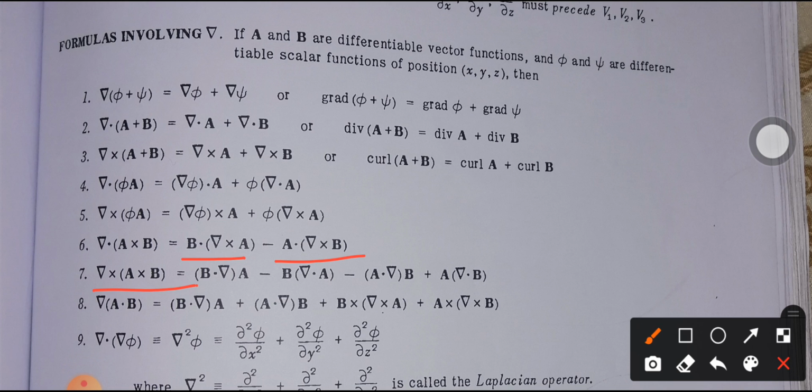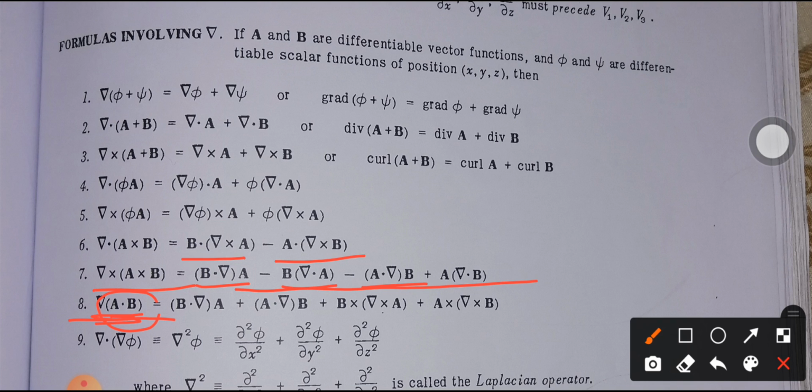Next we have the curl of the cross product of the two vectors, del cross a cross b. So this is going to be b dot del into a minus b into del dot a minus a dot del into b plus a into del dot b. So this is the formula for del cross a cross b. Here we have the formula for del of a dot b. Clearly it is going to define the gradient, because a dot b is a scalar term, and del of a scalar term is defined as the gradient of some term.